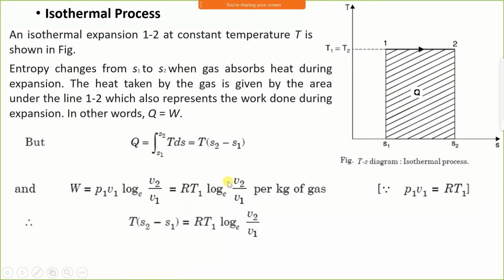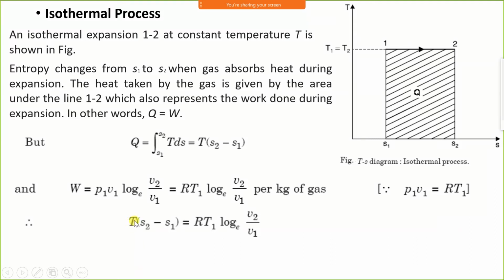But work done is equal to heat transfer. We have taken work done on the right hand side and Q on the left hand side. Q is equal to T(S2 minus S1). Now on both the sides there is T. Here T1 is equal to T2, therefore this T is equal to T1 and T2 both.